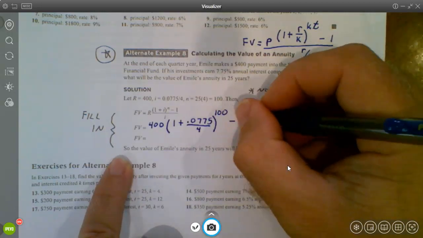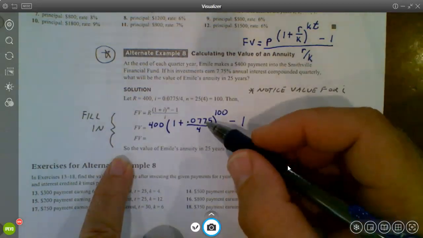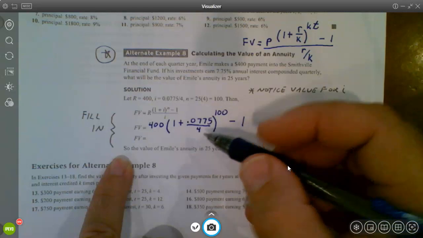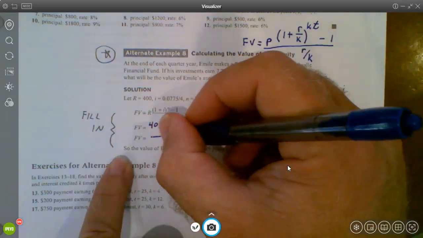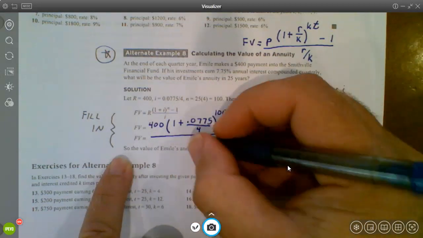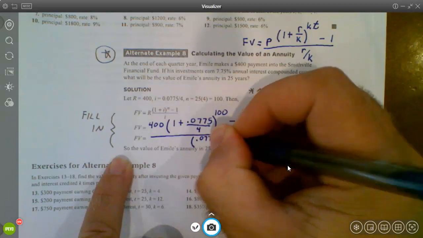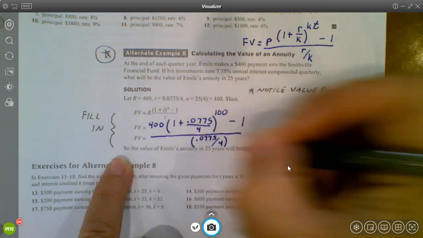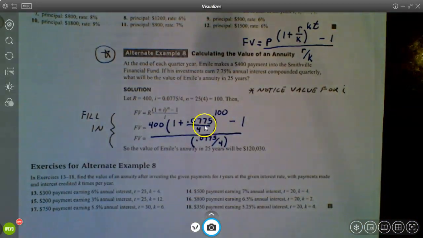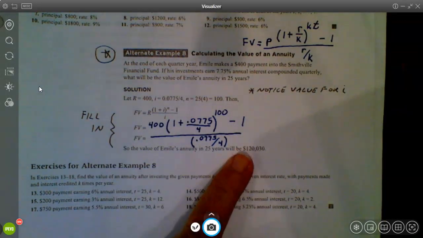I got the -1, and all that is being divided by R over K, which is this value right here. I'm not going to have room right there, but that's okay. So my R over K is again the 0.0775 over 4. So it looks something like this. A lot going on there. Let's see if we can put that into a calculator and see if we can come out with the same thing they came out with.